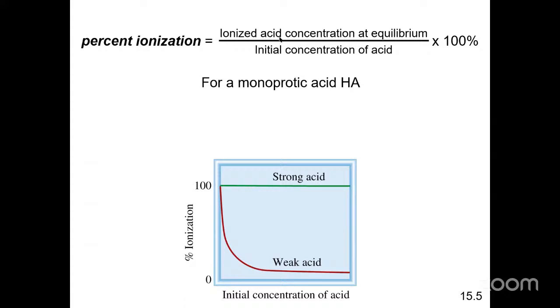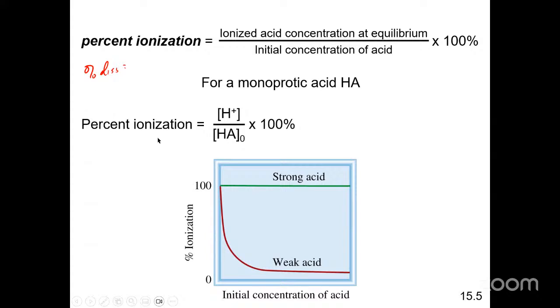It says here the ionized acid concentration at equilibrium divided by the initial concentration of acid. I think a more accurate way of expressing it is: percent dissociation is equal to... I think I have it down here actually. Okay, here it is. Percent ionization or percent dissociation would be equal to the concentration of the hydrogen ion at equilibrium, so I put EQ here, which indicates that the concentration of the H plus is measured at equilibrium, divided by the initial concentration of HA, the weak acid, times 100%, right?